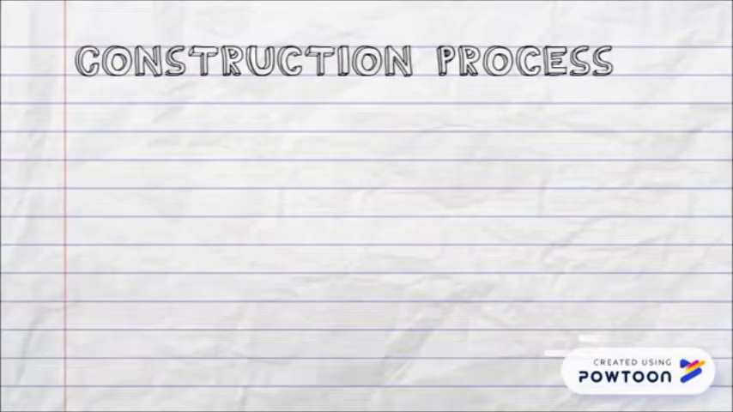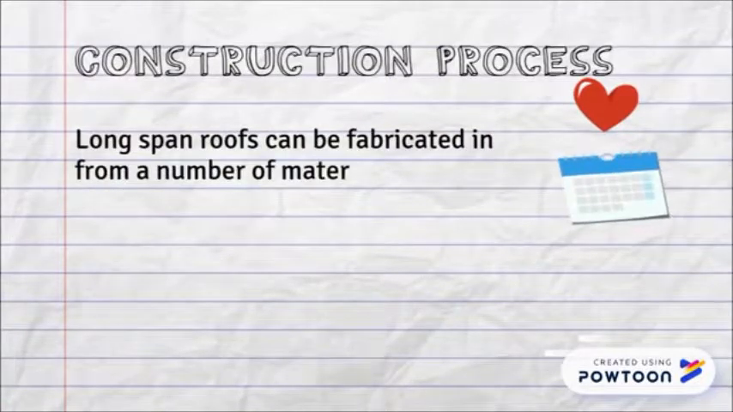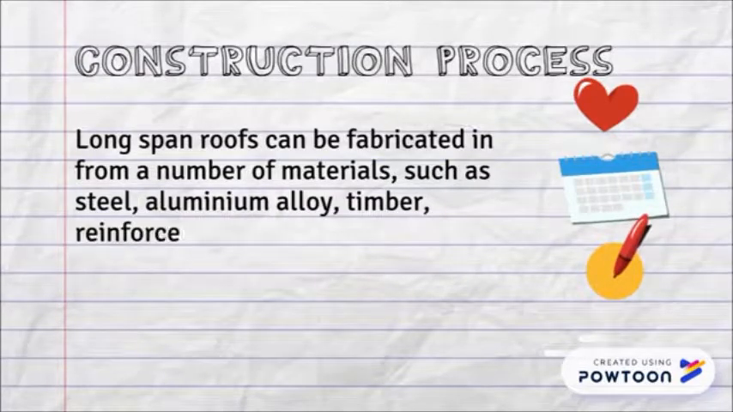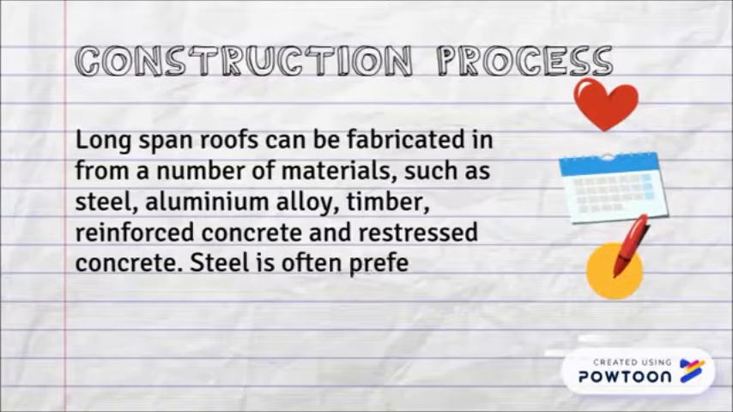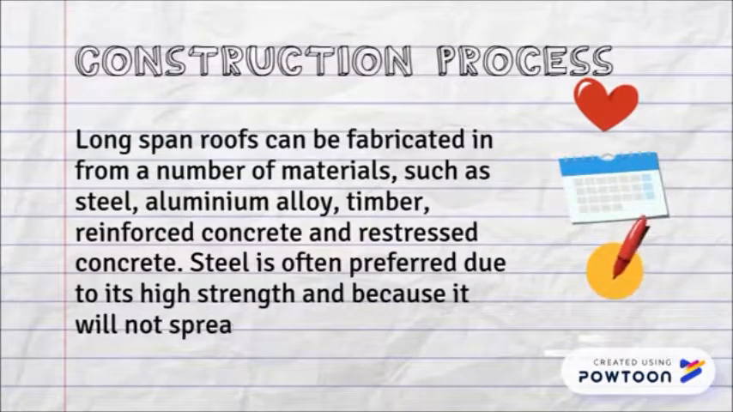Construction process. Long span roof can be fabricated from a number of materials such as steel, aluminum alloy, timber, reinforced concrete, and prestressed concrete. Steel is often preferred due to its high strength and because it will not spread fire over its surface.